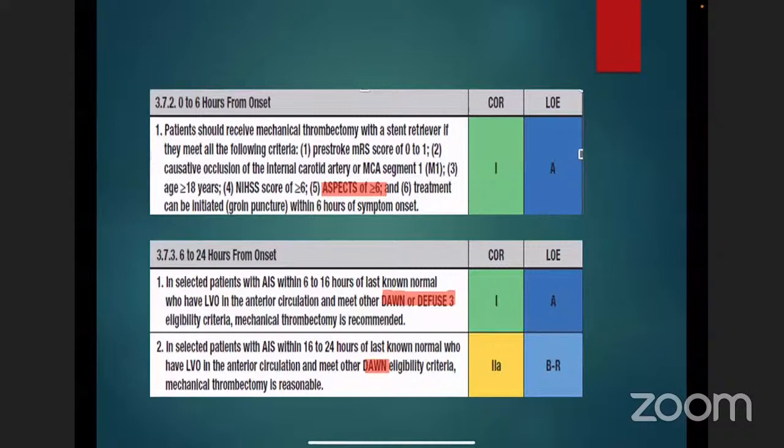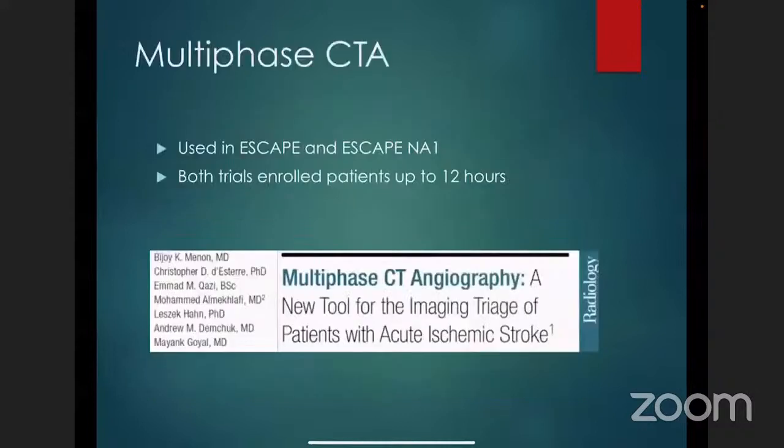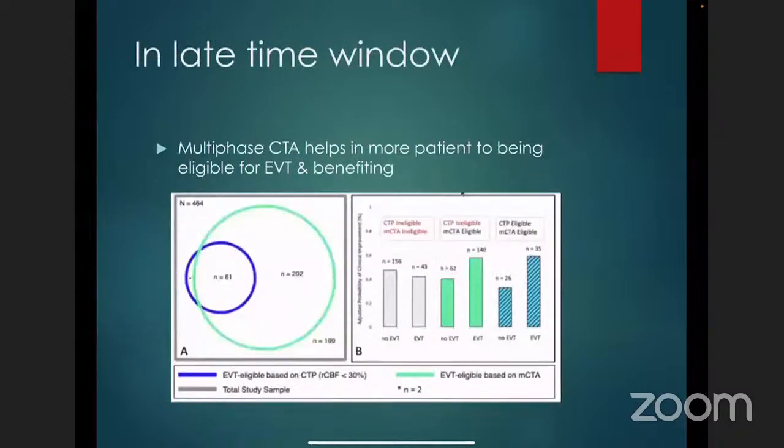What about the multi-phase CTA? It was used in ESCAPE and ESCAPE-NA1 trials. Both trials enrolled patients up to 12 hours. And they found that the multi-phase CTA helps more patients to be eligible for EVT and more benefit. As you can see in this graph, the EVT eligible patients on the CT perfusion was the blue circle, and the green circle shows the eligibility of patients on multi-phase CTA.